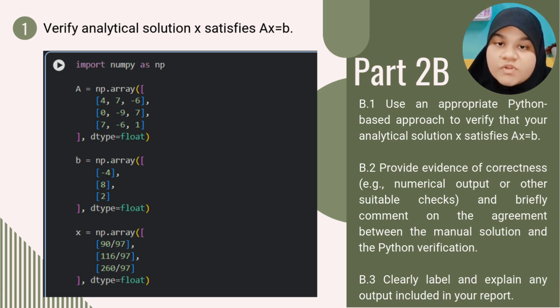Step 1. Inputting the data into Python. First, we enter matrix A, which contains the coefficients of the system, vector B, which contains the constant values, and the analytical solution vector X obtained manually in part 2a. These values are entered exactly as calculated without modification.